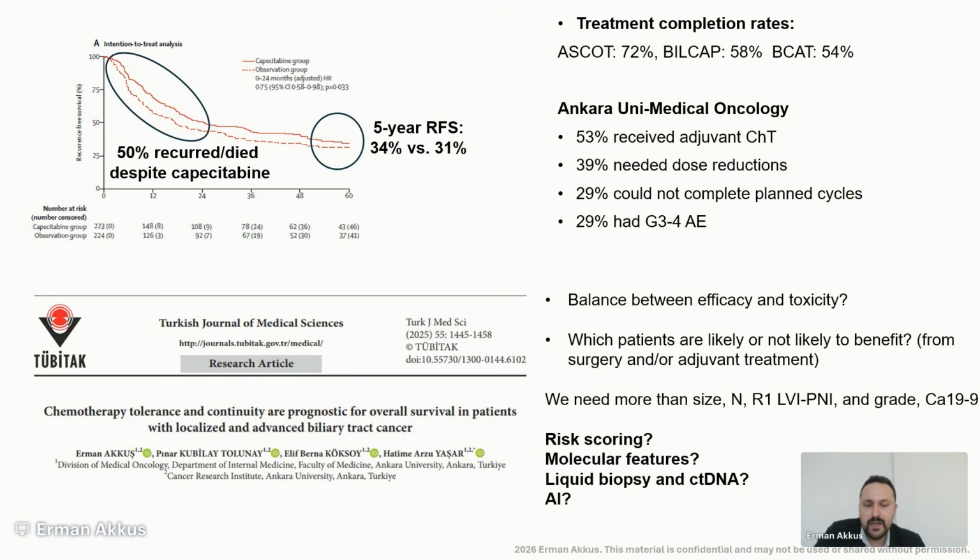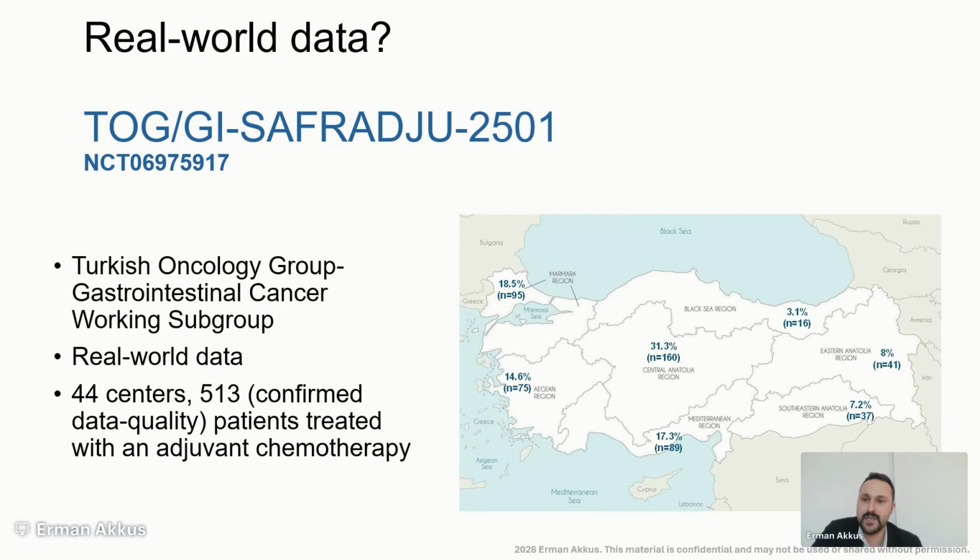So we use size, lymph node, R0 resection and R1 resection, and other parameters, but definitely we need a risk scoring or molecular features and liquid biopsy or ctDNA in the future. But currently, capecitabine is recommended for all resected biliary tract cancer patients. On the other hand, we don't have real-world data. There's just one from French data that's showing results in line with the BILCAP trial.